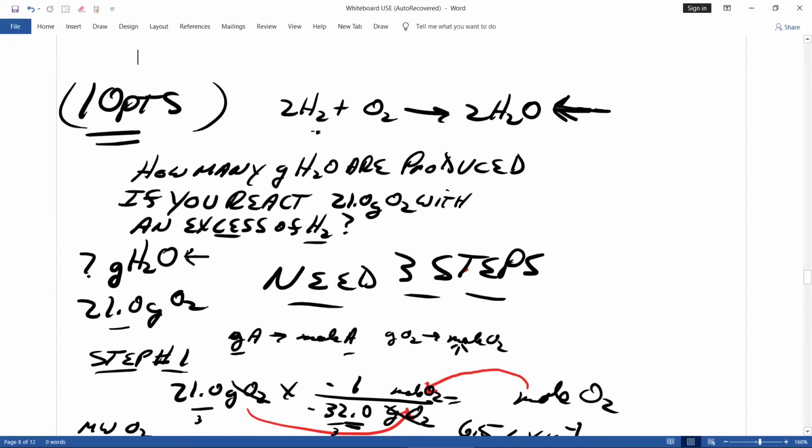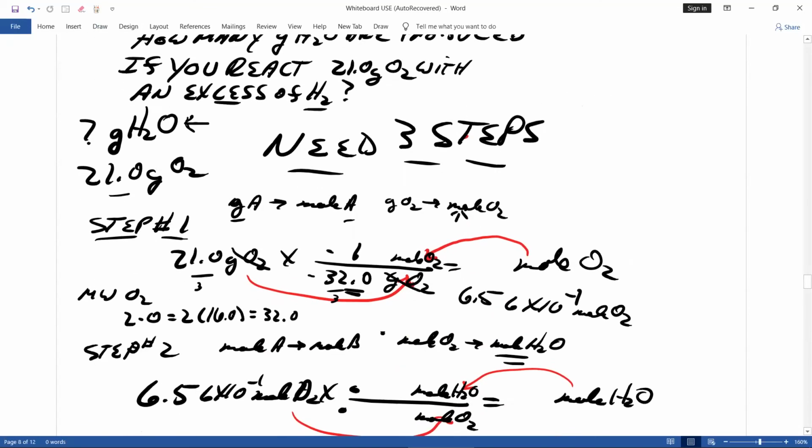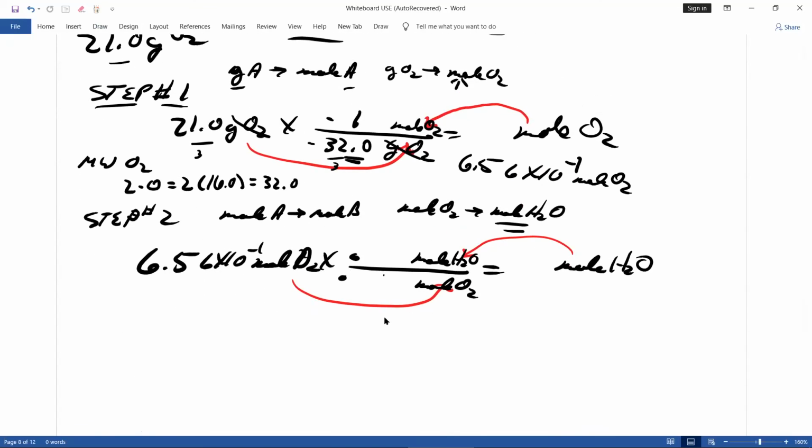I come up to my balanced chemical equation. Remember, this is 2 moles hydrogen. When there's no number there, it's the number 1. 1 mole of oxygen makes 2 moles of water. So for every 1 mole of oxygen, I make 2 moles of water. Remember, these are exact numbers.